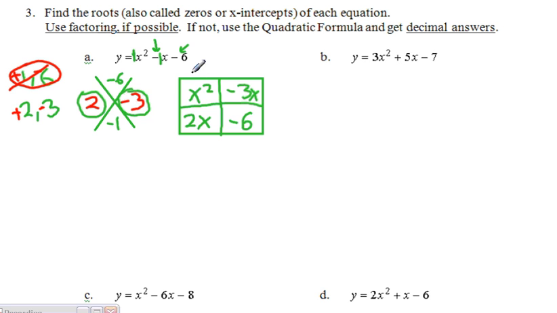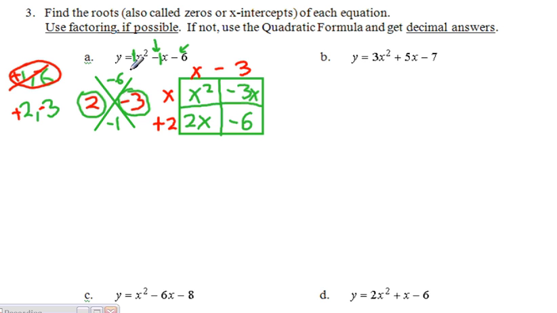To get x squared, it has to be x times x. That's the only way to get x squared that makes any sense for factoring. To get -3x, we already have an x. We just need to multiply by -3 more, that way x times -3 equals -3x. Down here, we have x times something equals 2x. We already have the x. We just need a 2. So +2 will work, because +2 times x equals 2x. And automatically, this box works because -3 times 2 equals -6.